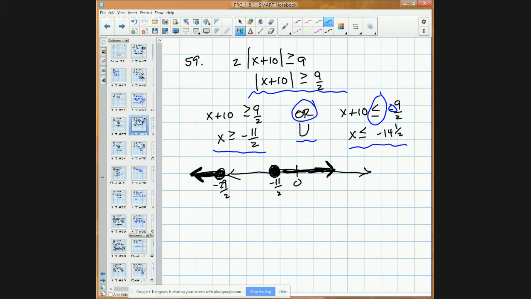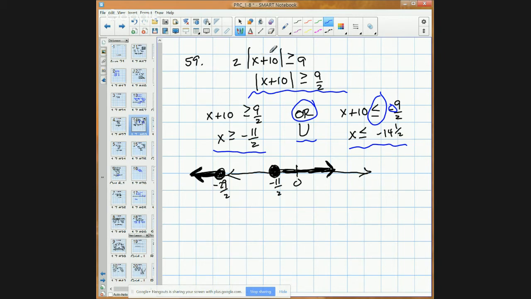You should, by the way, I haven't said this, but you can spot check. For example, pick a number that's less than negative 14.5, like negative 15. Let's just quick spot check it. If you plug in a negative 15, what's a negative?